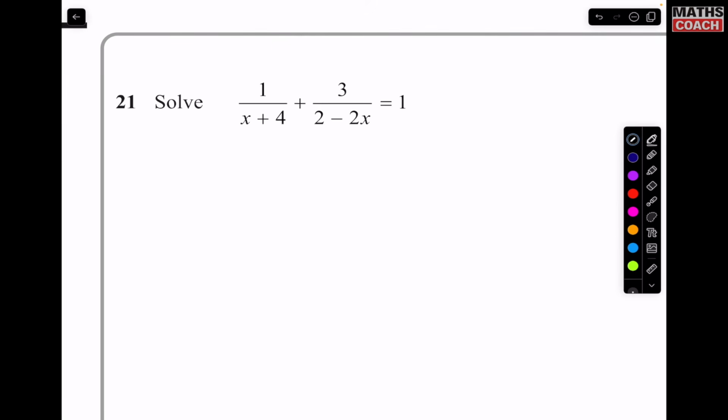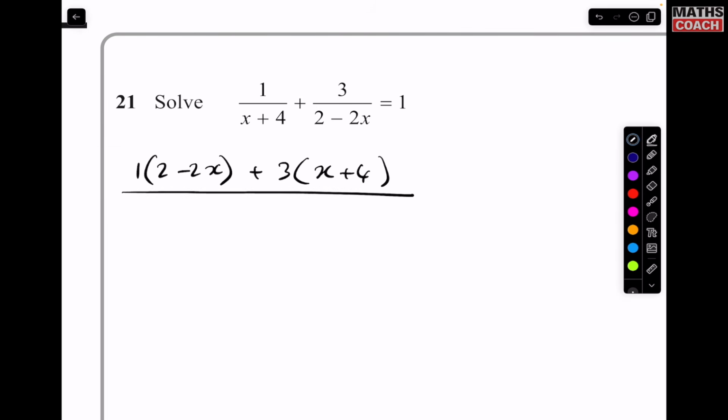Solve that. All right, we can have one fraction here, and then we can multiply the denominator to the other side and then solve it from there. Okay, shall we do that? So cross multiply. So it becomes 1 bracket 2 minus 2x, equals 3 bracket x plus 4.